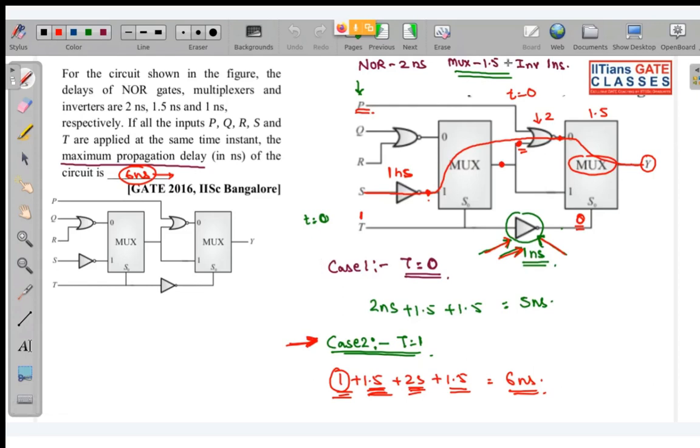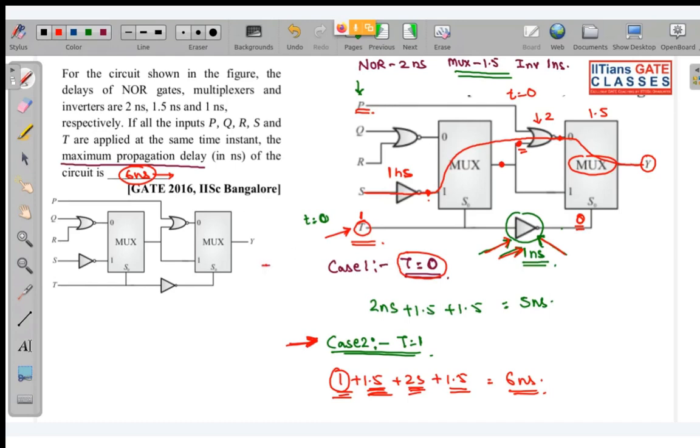Now see, this T input has the highest priority because it is selecting which input path will be propagated to the output. That is why we are making different cases of T, because this T is driving the multiplexer. So we are making two cases of T, T equal to 0 and T equal to 1, because we don't know initially whether the state of T is 0 or 1.